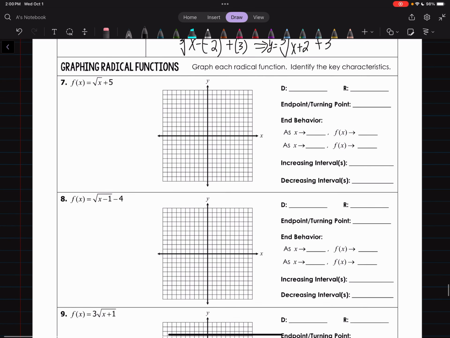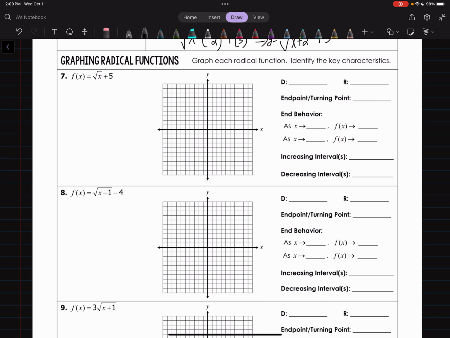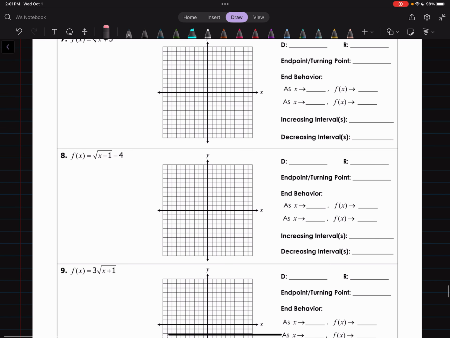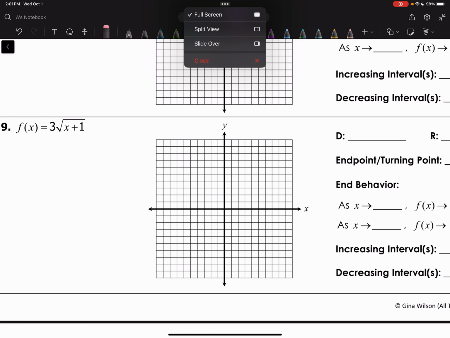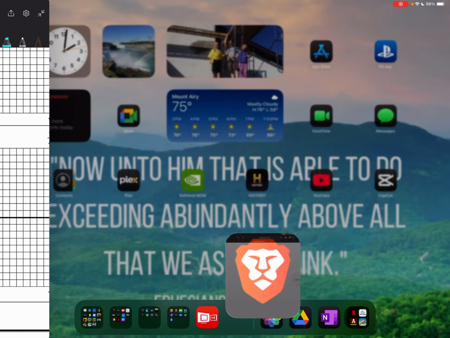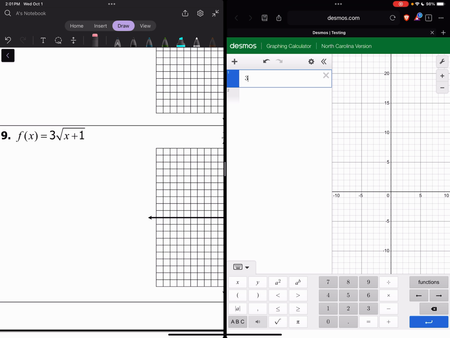All right. Graphing radical functions. Given the function, graph the picture. Now, I'm only going to do one of these, and I'm going to let you try the other ones if you want, then I'll show you the answers. But you have Desmos. The only thing I really care about is that you can fill out this side. So, here we go. I'll do number 9 because it has the vertical stretch. I'm going to type this in Desmos. 3 square root of x plus 1.